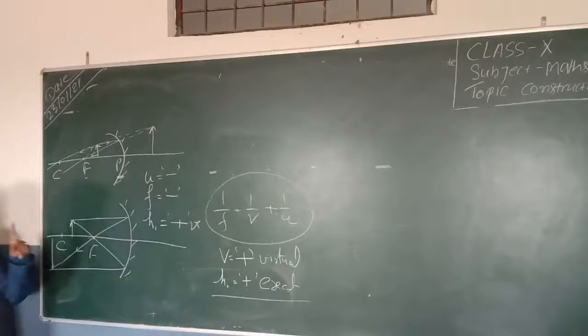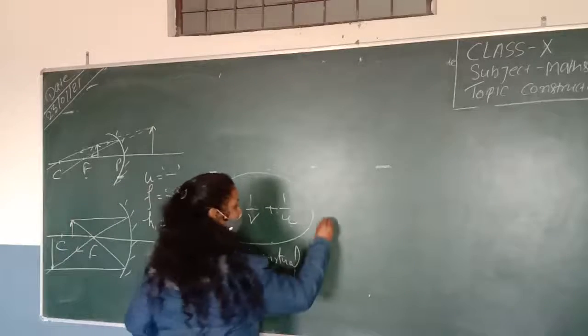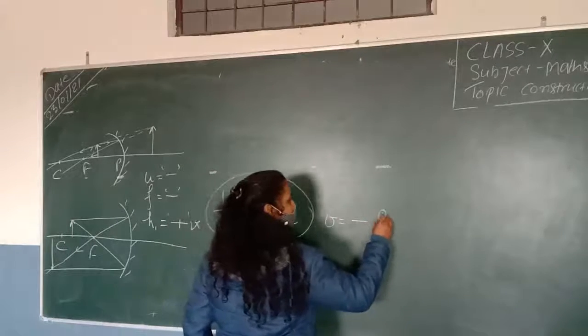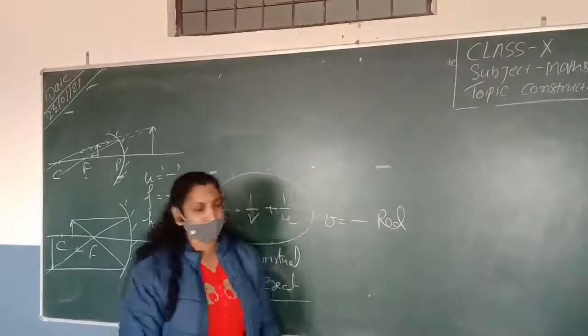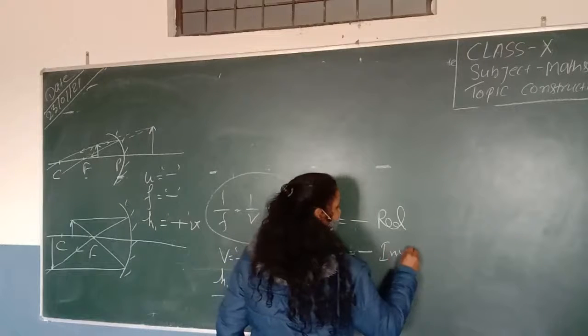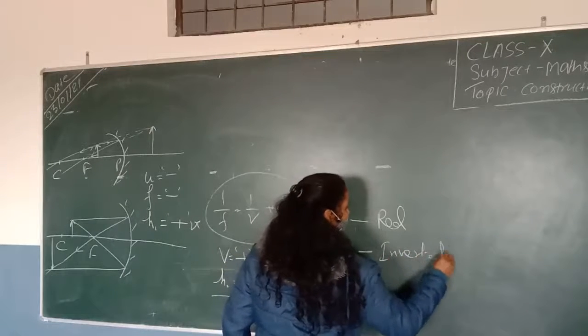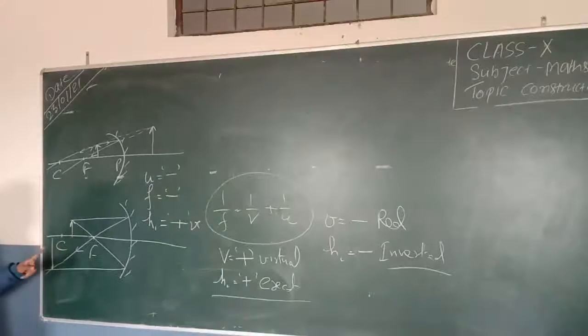Suppose after calculating the whole value you find that v is negative. So this negative sign shows that it is a real image. Okay. So these signs actually have meaning. So v negative means a real image is formed. And since a real image is always inverted, h2 should be negative. It shows that it is an inverted image. An inverted image will be formed. Clear? So this is about the concave mirror.